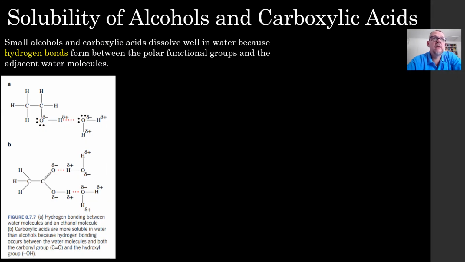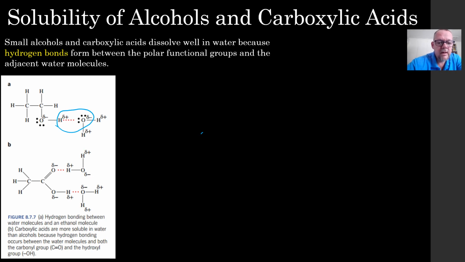Now have a look at alcohols and carboxylic acids. So we know that we've got the hydroxyl groups, for example, and there's going to be these hydrogen bonds. So small alcohols and carboxylic acids dissolve well in water because of the hydrogen bonds formed between the polar functional groups and the adjacent water molecules. And you can see here we've got it for the alcohol. And let's have a look at the carboxylic acid.